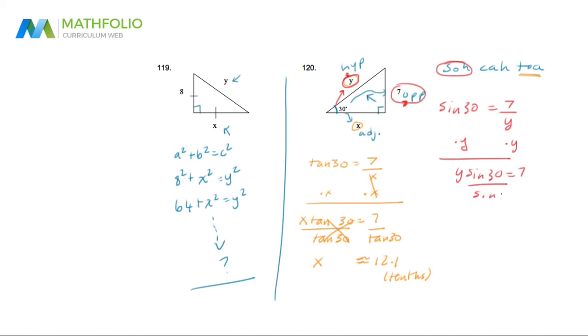Divide both sides by sine 30. And this would leave us with y equals 7 all over sine 30. And when we grab a calculator, the answer to this would be exactly 14. So 14 would be our final answer for the missing value y.